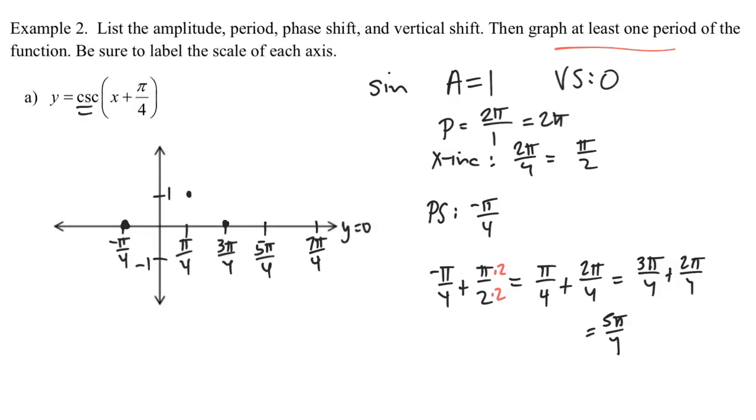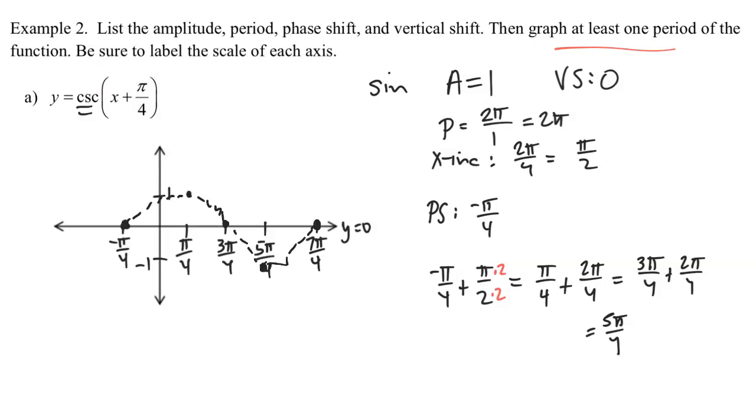At 3 pi over 4, we've got a 0. At 5 pi over 4, a min. And then at 7 pi over 4, a 0. And now, if you want to sketch graph the sine function, you certainly can. I don't necessarily always do that, but sometimes it is helpful.